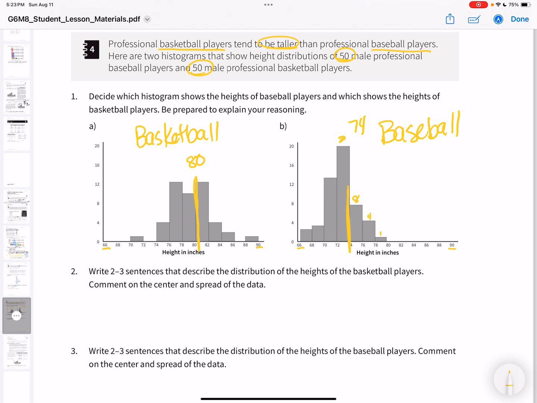Part 2, write 2 to 3 sentences that describe the distribution of the height of the basketball players. Comment on the center and the spread of the data. So the basketball players' data distribution is centered around 80 inches. There are 2 down here that are smaller and 2 that are taller than, I would say, the cluster. So most players are within a couple inches of 80, right? So let's write that down. Basketball players' data distribution is centered around 80 inches.